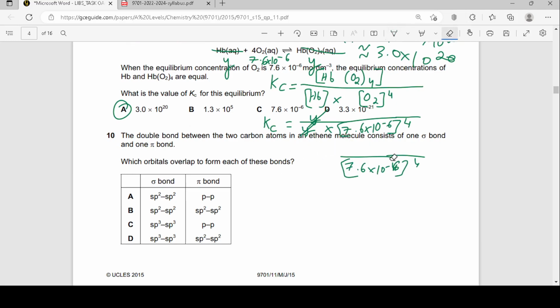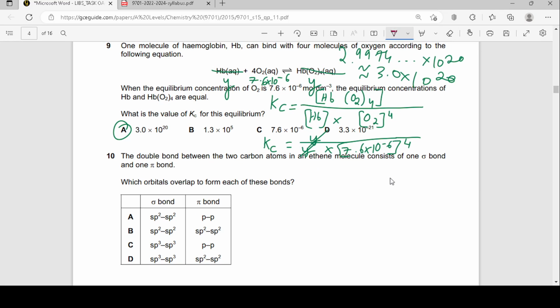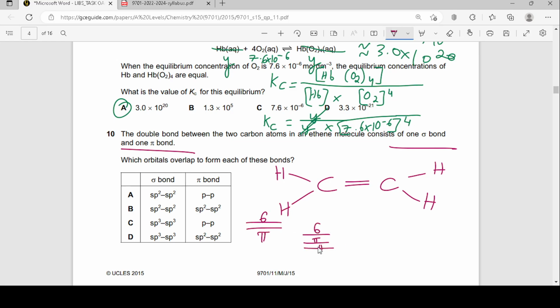Basically, I just erase some stuff for the next question. Question number 10. The double bond between the two carbon atoms in an ethene molecule consists of one sigma bond and one pi bond. So if I just draw out an ethene molecule, this is my molecule, and obviously when you have a double bond, you have one sigma bond and one pi bond. When you have a triple bond, you have one sigma bond and two pi bonds.